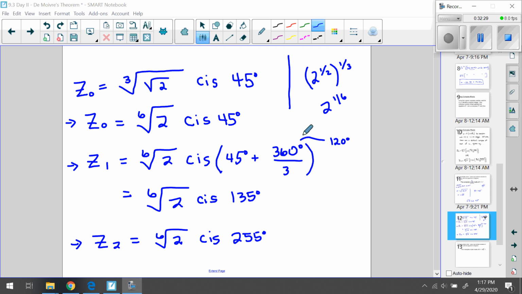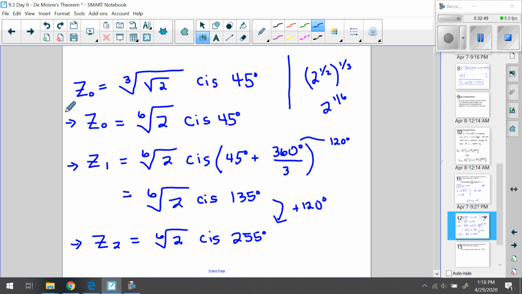Whatever angle you find here, you just keep adding it. To get from here to here, I added 120 degrees. And to get from here to here, I added 120 degrees. And if I add 120 degrees again, that gives you an angle that lands in the same place as 45 degrees.